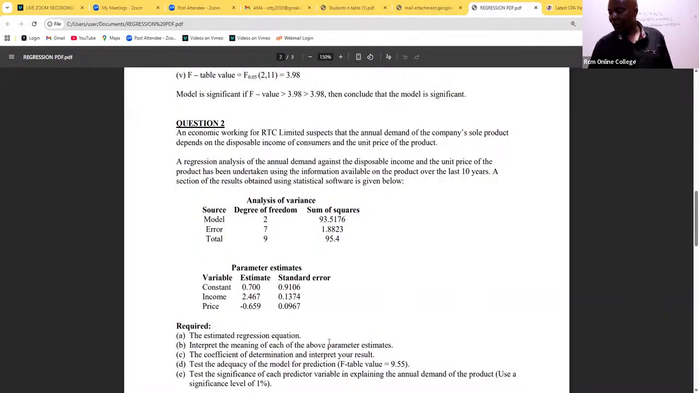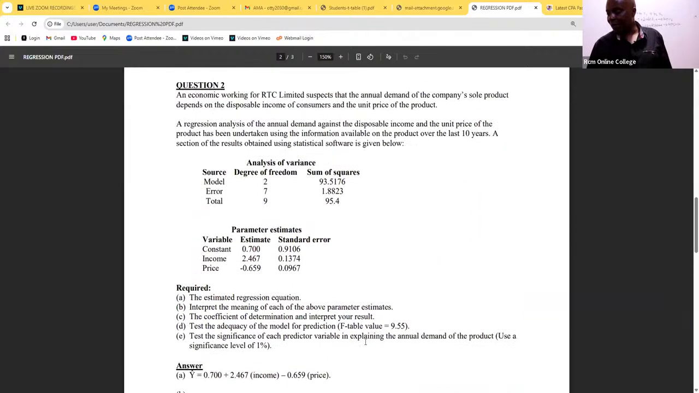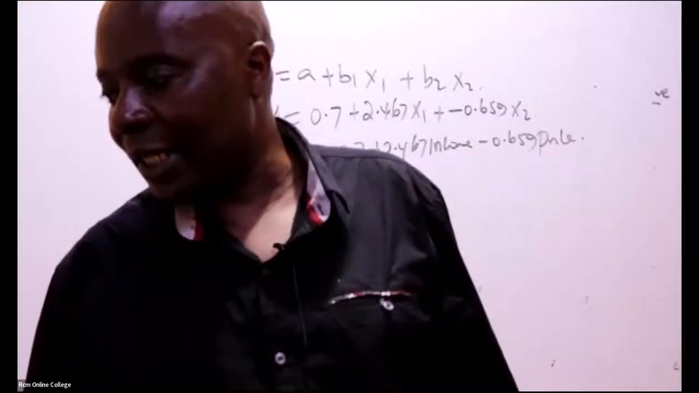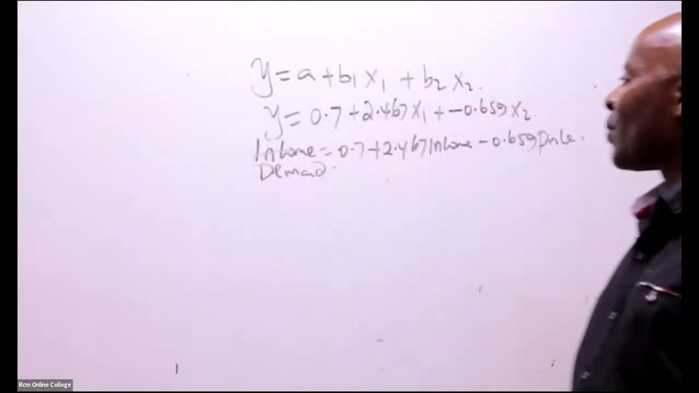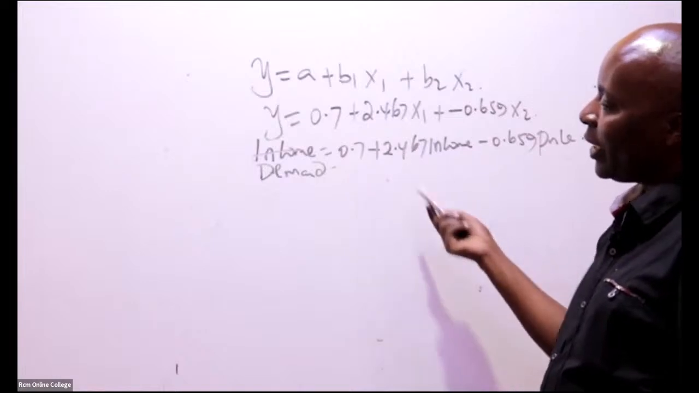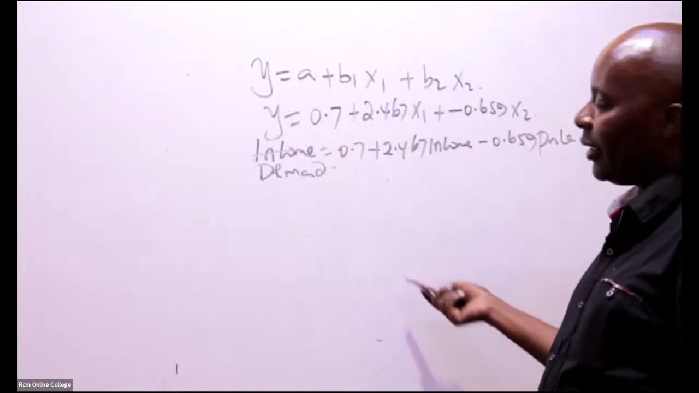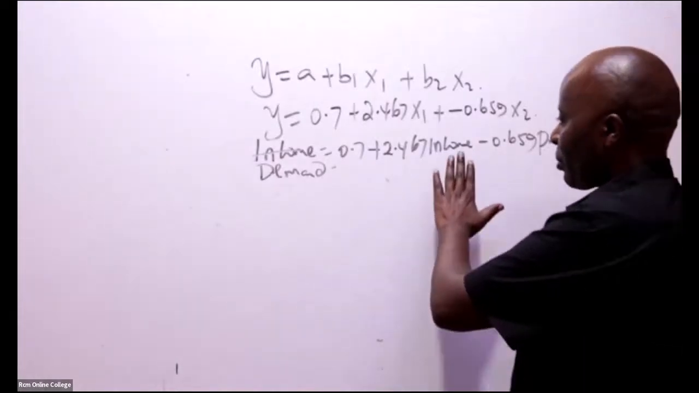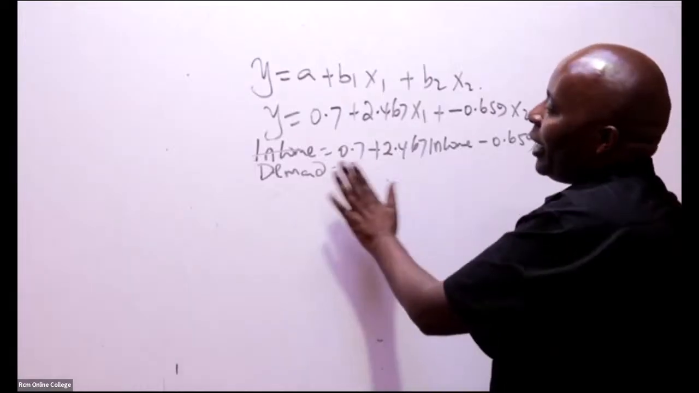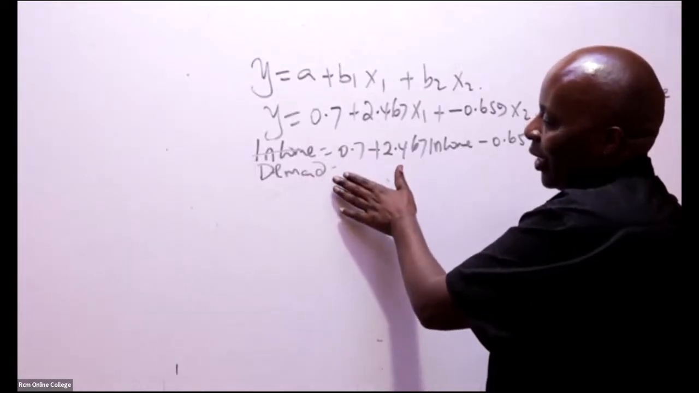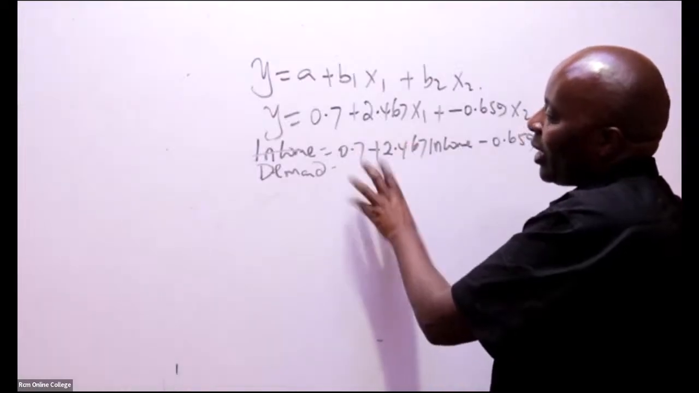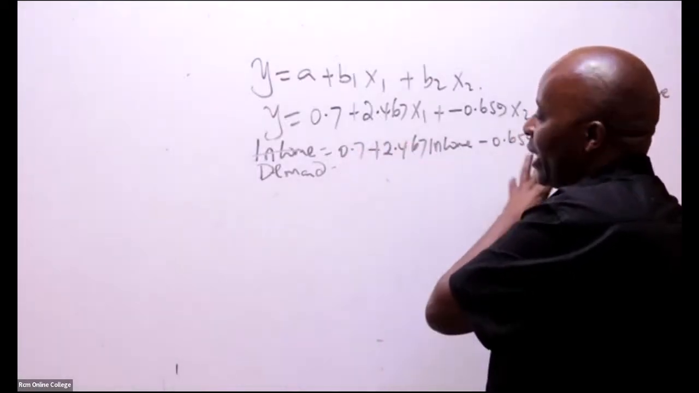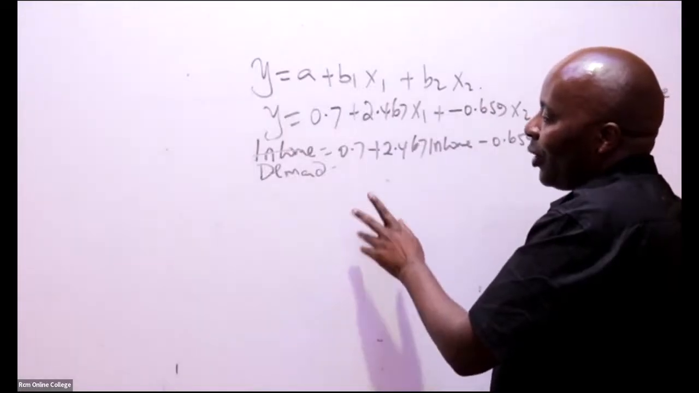Roman 2 of this question asks us to interpret the meaning of each of the above parameter estimates. Let me explain a little bit, and then we read. This 0.7 is a constant demand. It is the demand when income is 0 and price is 0. If income is 0 and price is 0, then demand will be exactly 0.7. So this 0.7 is the constant demand, which is not dependent on income nor on price.